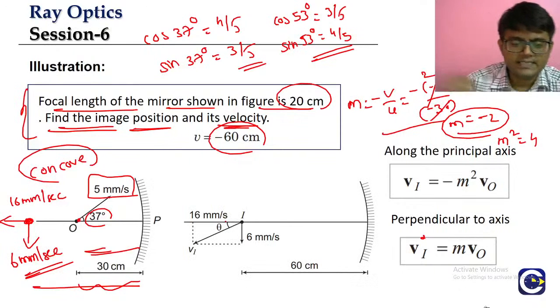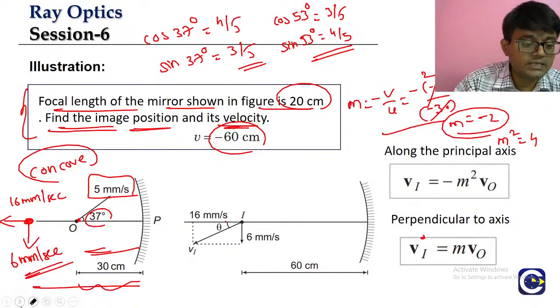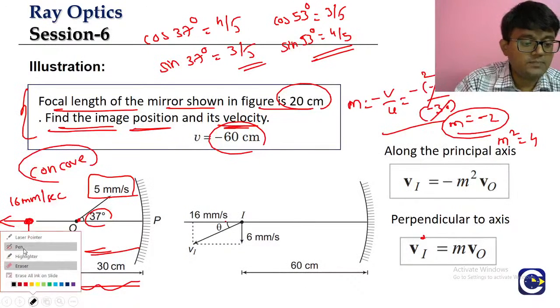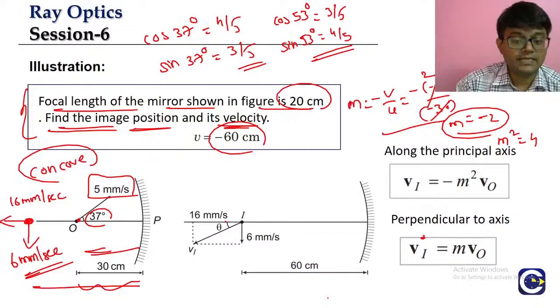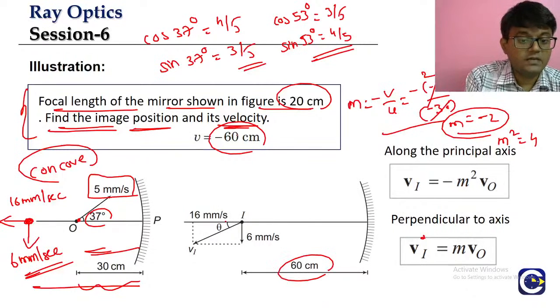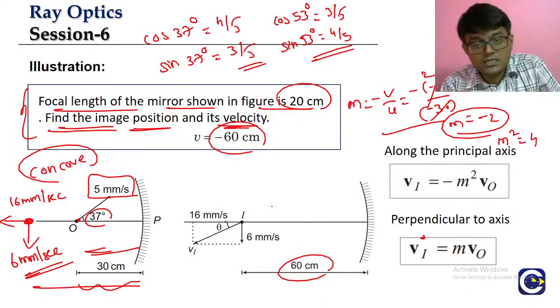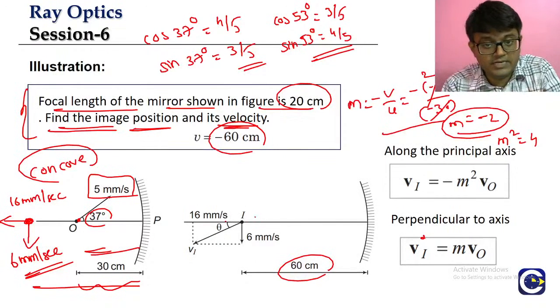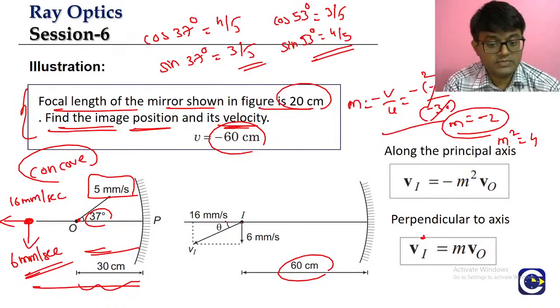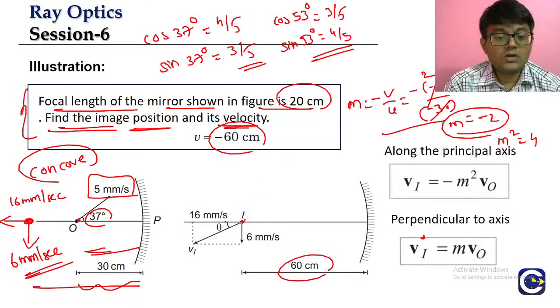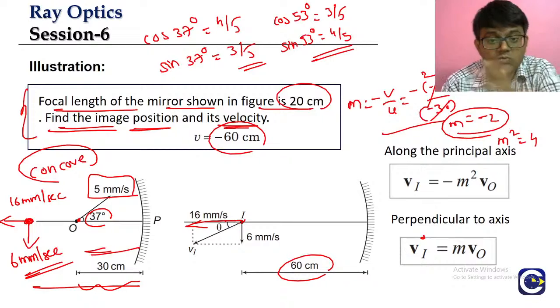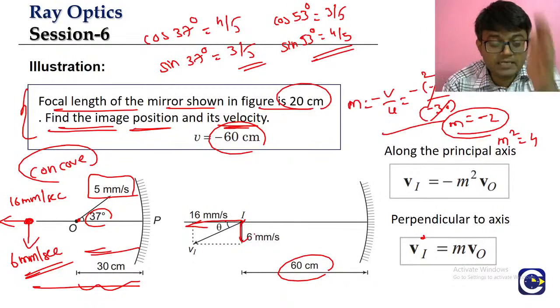So look at this, guys. So we have the image at how much distance from the pole? It is a distance of 60 centimeter. That's what we got, right? V is coming as what? Minus 60 means on the front side of the mirror only it will be there 60 centimeters. Okay, so this is where the image is there. What is the component of the velocity parallel to the principal axis? It is 16 millimeter per second towards the left. What about the perpendicular? 6 millimeter per second down.